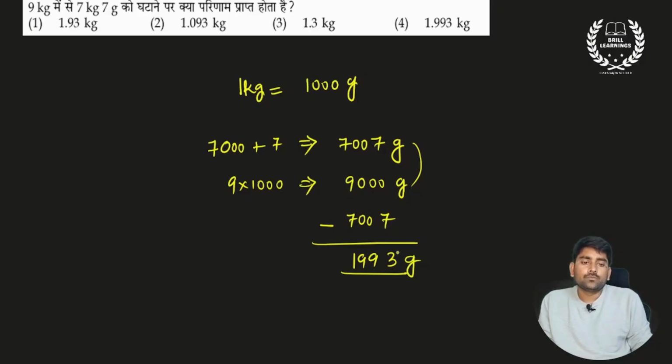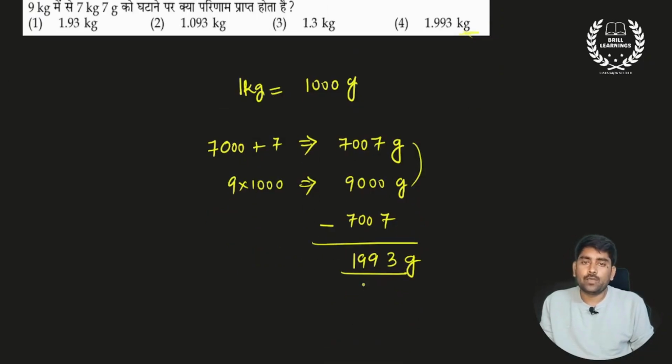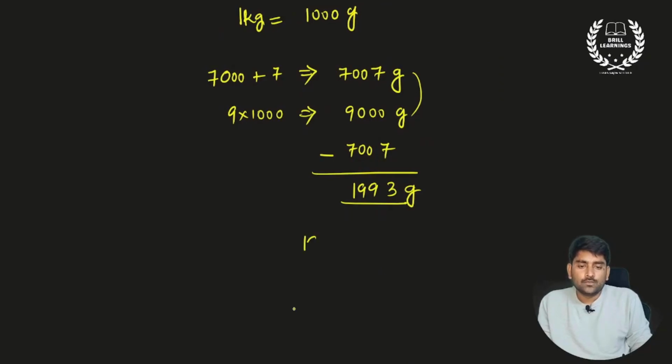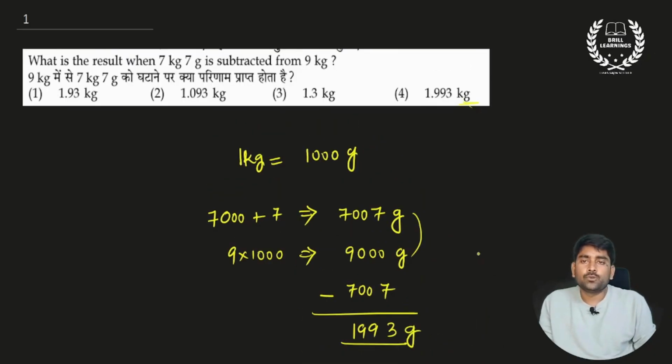So this is our value, but they have given options in kgs. So divide the value we arrived at just now by 1000. So 1993 by 1000. In order to convert it into kgs again, we have to divide these grams. So you will get 1.993 kgs. This is our answer, fourth option. Let's move on to the next question.